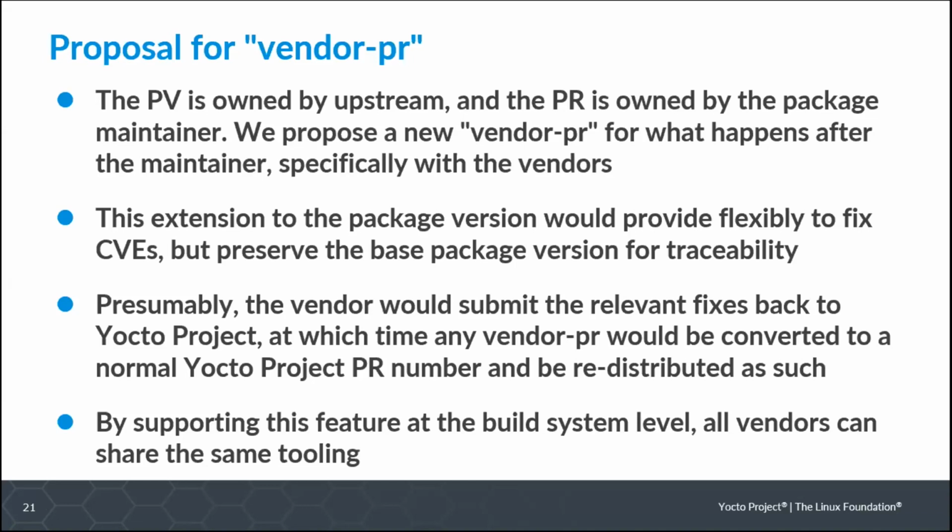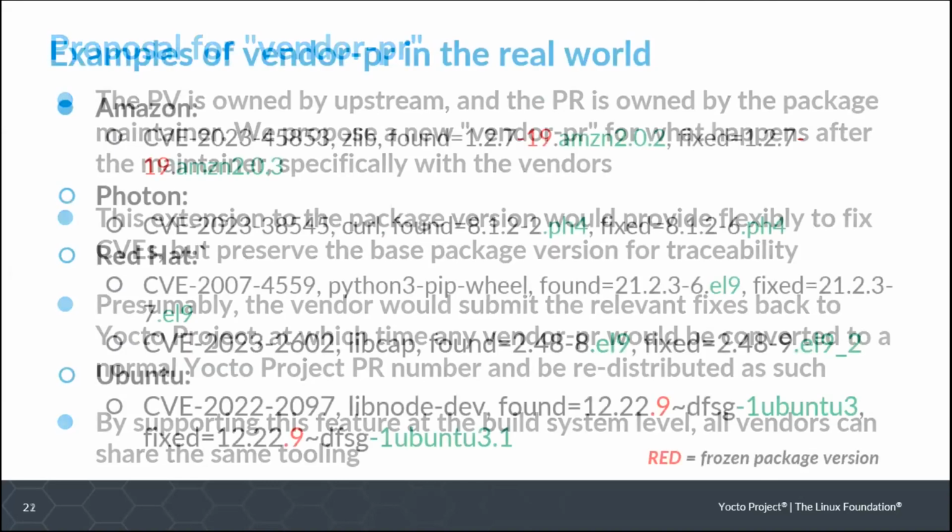And presumably, when we as a vendor submit the patches back to the Yocto Project, that goes back into the pool. The maintainer could then either just take it as is or assign a new PR number to it and redistribute it. That way it's very clean and we can just pick that up and drop our own version as it should be. And by supporting this at the feature build level, all vendors could share the same tooling. I think the more we can leverage common tooling, as always, the better for everybody and it reduces technical debt.